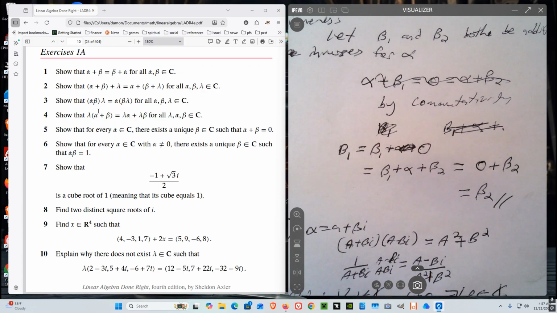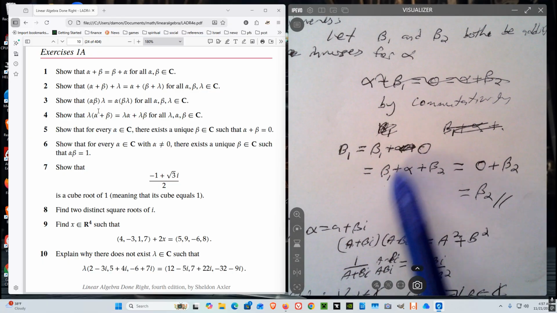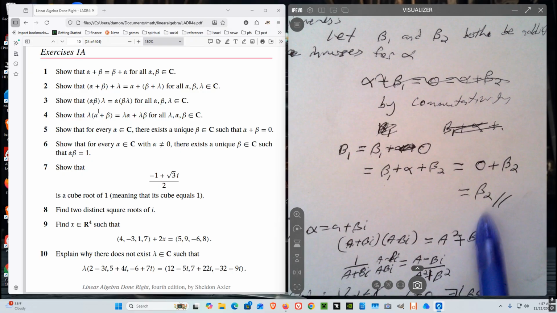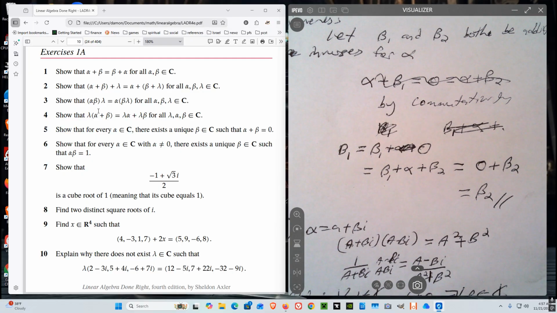Because we proved associativity, we can add in any order here. Beta 1 plus alpha is the same as alpha plus beta 1 by commutativity of addition, which we showed in exercise 1. And alpha plus beta 1 is 0. So we have 0 plus beta 2, which is beta 2. So we showed that beta 1 equals beta 2. We used the fact that both beta 1 and beta 2 add to 0 in order to show this.